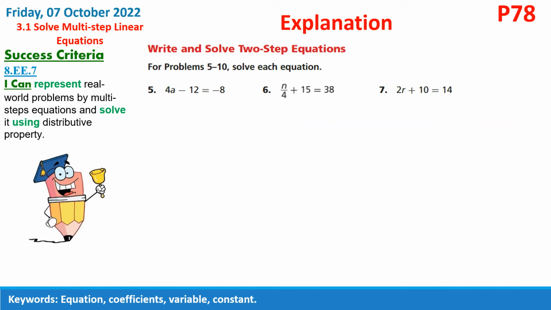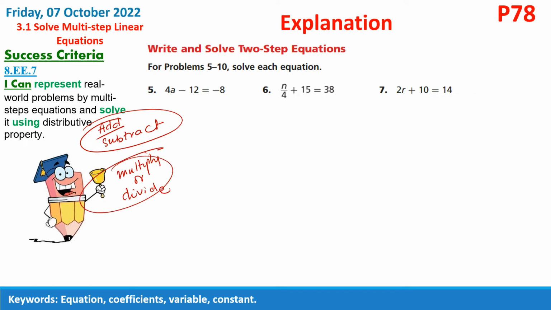Understand this thing: if you have any equation, to undo the operations, first we add or subtract. If there is a number which is adding or subtracting, we perform that operation first. And then the numbers which are multiplied or divided, we will do after that. It is not possible that you first multiply and divide and later on add or subtract. So look at the fifth question.